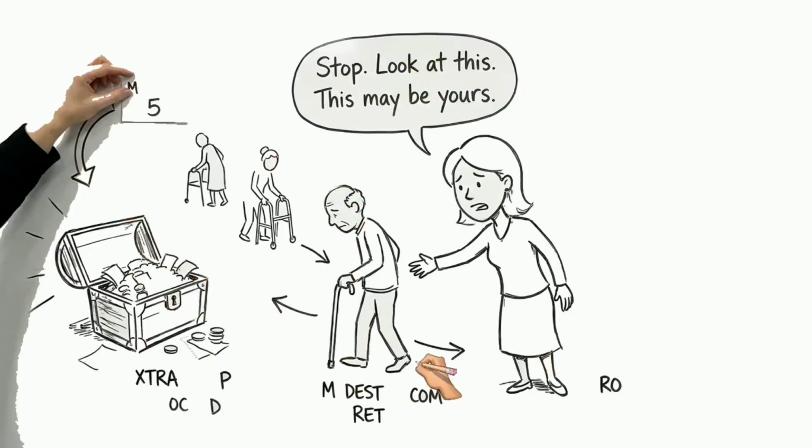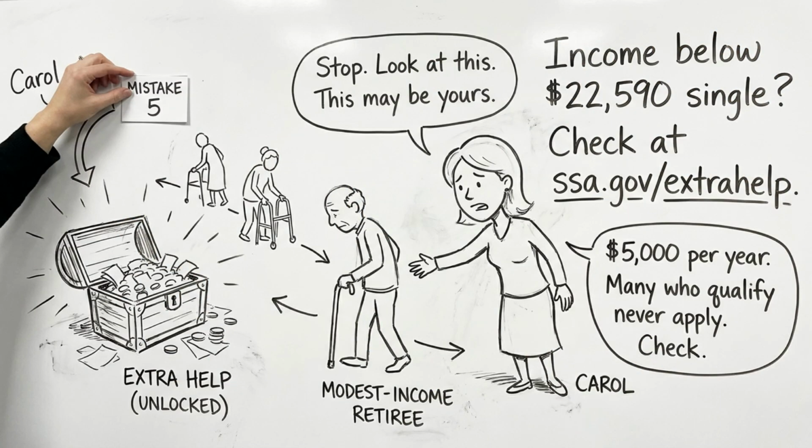Mistake 5. Not checking extra help eligibility. If your income and assets are modest, the Social Security Administration offers a program called Extra Help, also known as the Low Income Subsidy, that dramatically reduces Part D premiums, copays, and deductibles.